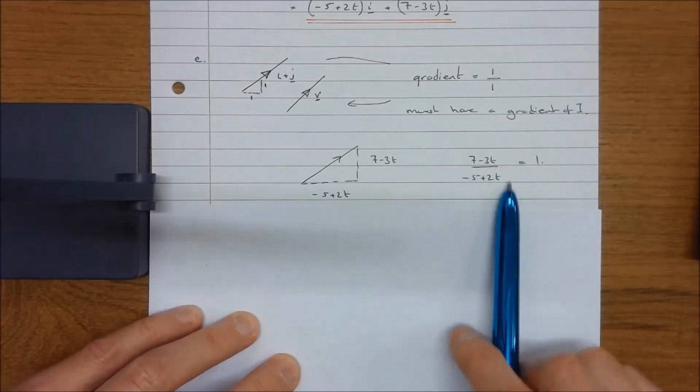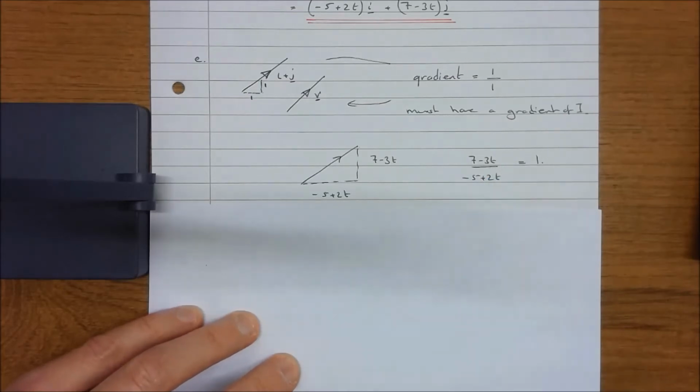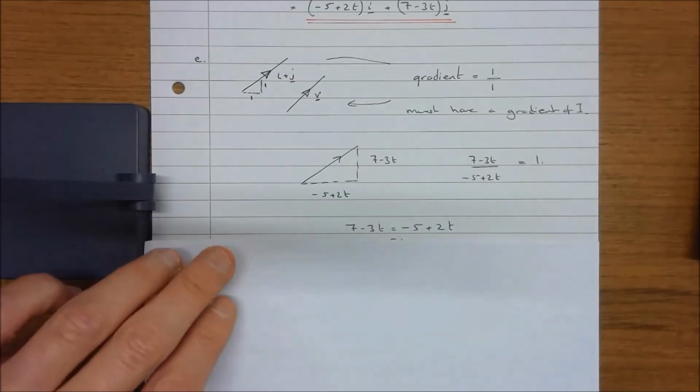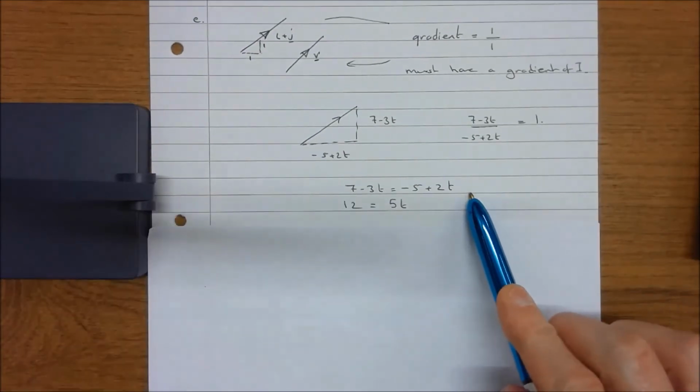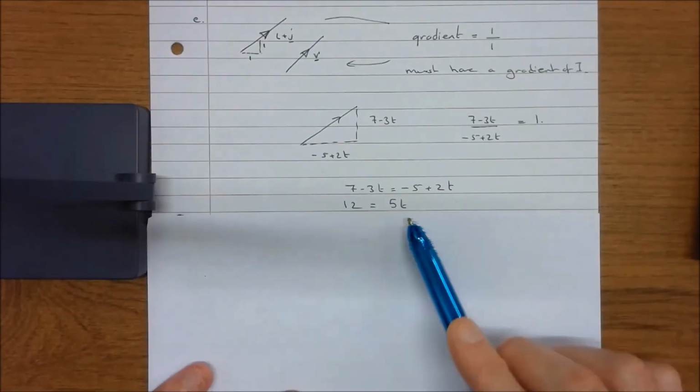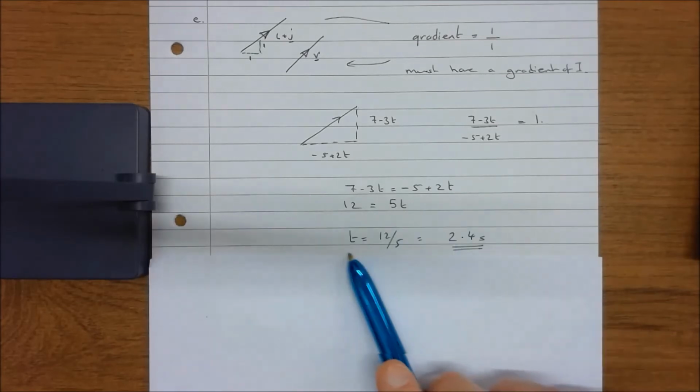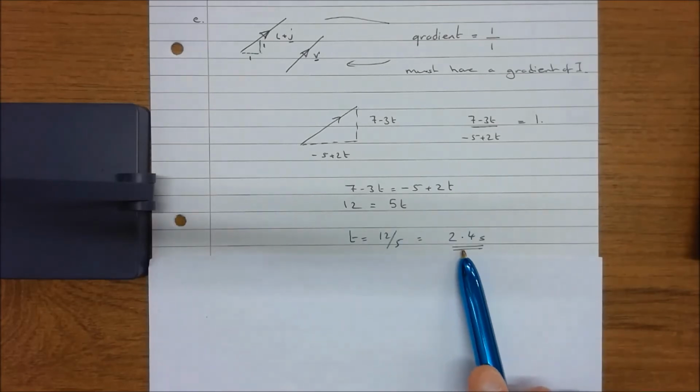So I've got an equation now with one unknown, cross multiply gives me this, add and subtract, which then gives me a time of 2.4 seconds.